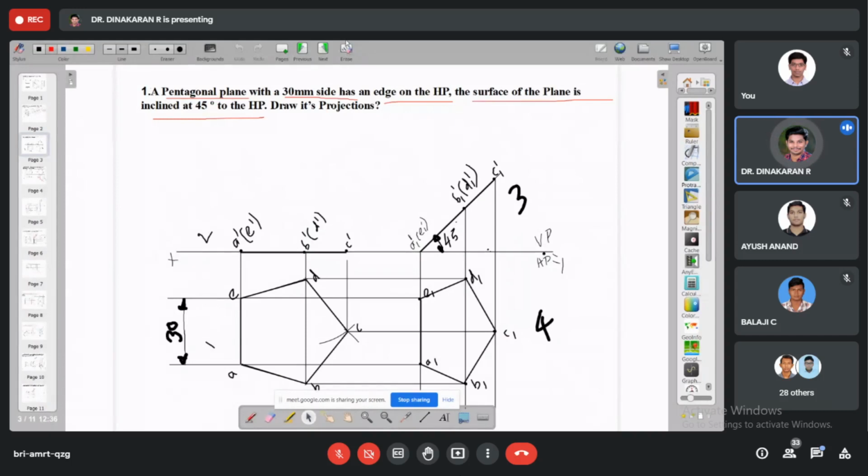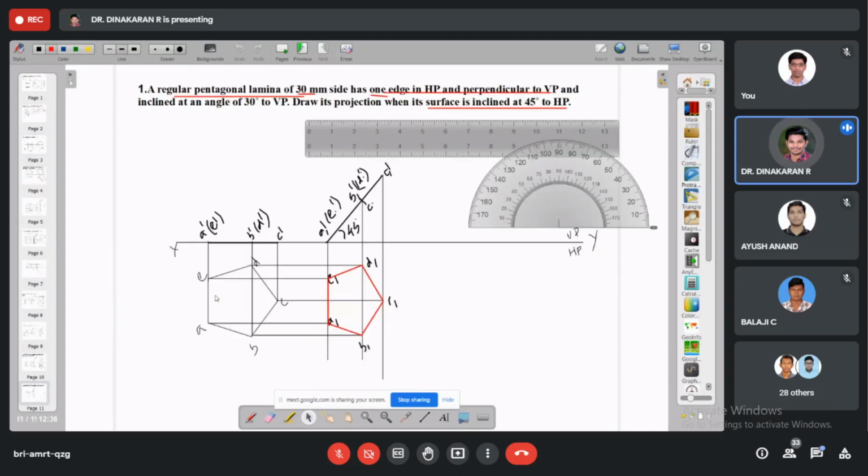Last class also I told you. In some cases they will not give that one of its edges is resting on HP, but they will give that the surface is inclined to HP. What do we need to assume? Which one is parallel, parallel to HP or parallel to VP? Parallel to HP. So the surface is parallel to HP. So where do we need to draw? We need to draw the inclination with respect to HP.